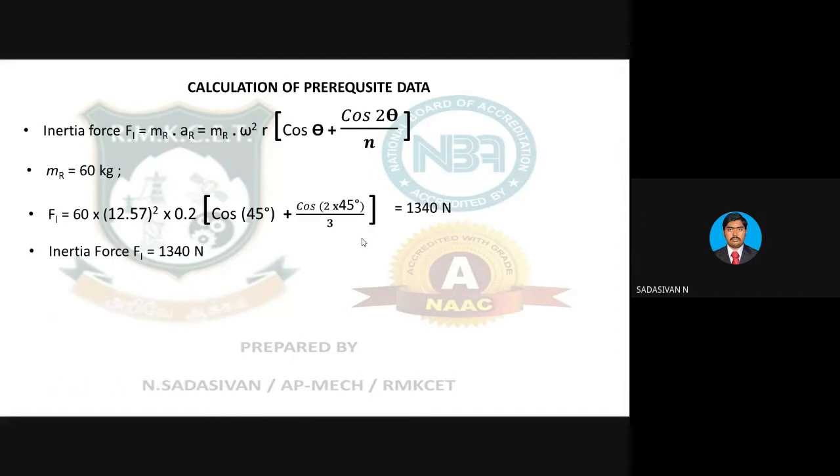Inertia force is 1340 Newton. Now FP I can directly find out: net load on the piston minus inertia force. Keep a default minus within the bracket, inertia force along with the symbol of the answer. Put it inside the bracket. This is a standard rule. If you keep it like this, whatever may be the theta, you will get the right answer. So FL minus FI, with FI within the bracket.